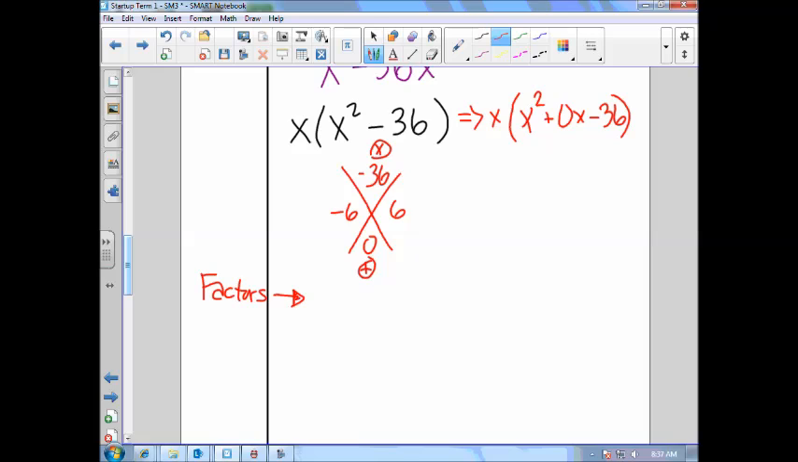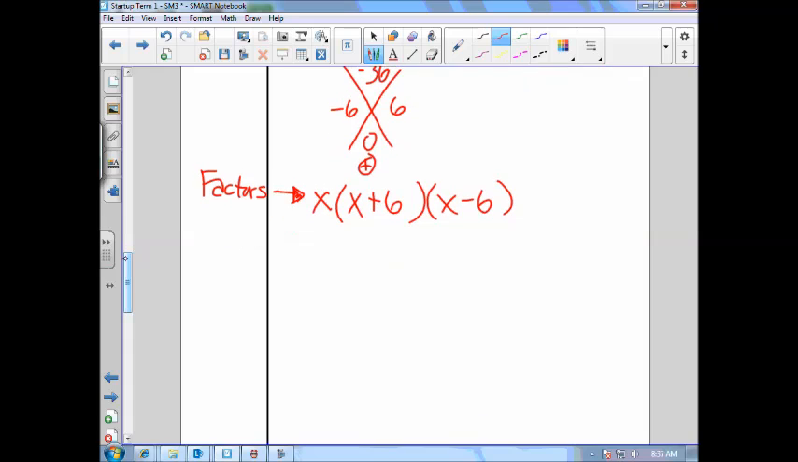We pulled out an x at the beginning. And then the binomial breaks down into two more factors: x plus 6 and x minus 6. Those are the factors. And we've been doing that for a few days now, so that should be review, and you learned that last year as well. Are there any questions how we got x plus 6 and x minus 6?